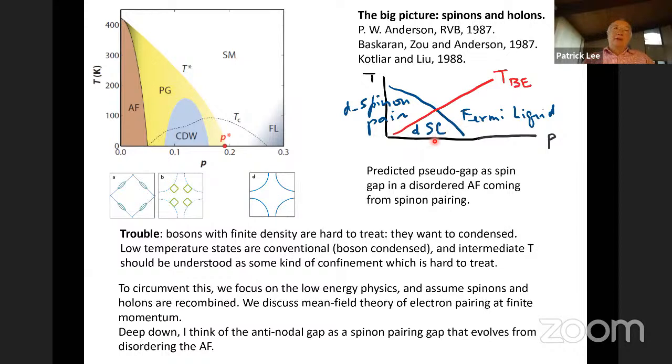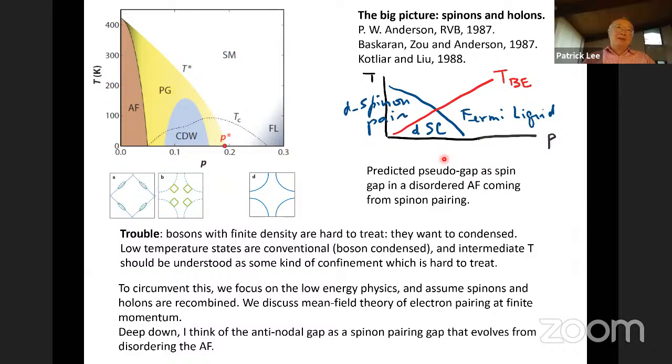But in this phase diagram, there's an interesting corner here, where the spinons are paired. So you have a gap in the spin excitation. And this very anomalous region actually predicted the existence of a pseudo-gap phase. This is very early on, before any experiment saw the pseudo-gap. I think the pseudo-gap was first seen in 89 or 90, along here. So the pseudo-gap was actually predicted by the RVB theory. So we should really view this as a great triumph.